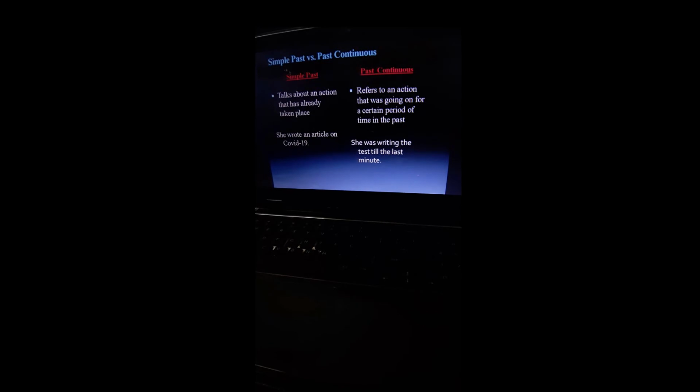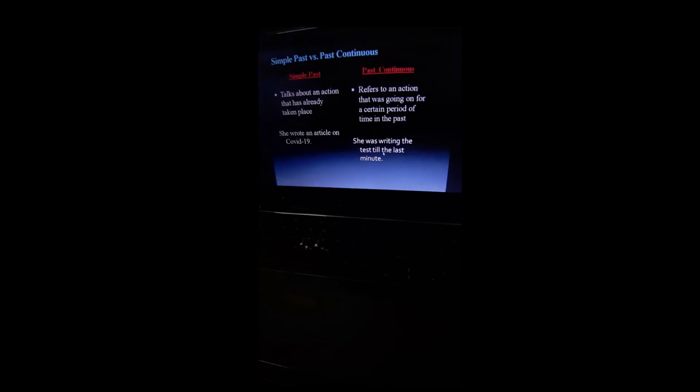Here I have given examples and a short definition of when we will use simple past and past continuous. So look at the simple past first. It talks about an action that has already taken place. Example: she wrote an article on COVID-19. Past continuous refers to an action that was going on for a certain period of time in the past. The example: she was writing the test till the last minute.